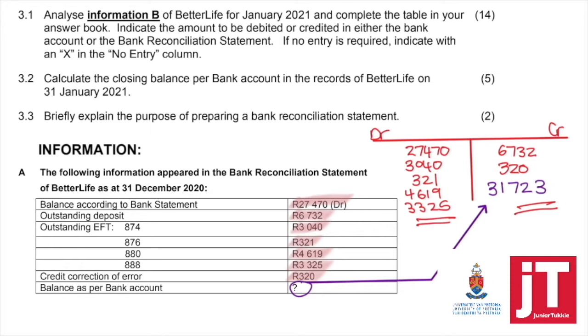Then we're simply going to balance this account by taking the debit side minus the credit side. And the difference, 31,723, is the balance on the credit side as per bank account. And if it appears on the credit side, it means it's an unfavorable bank balance in our books.